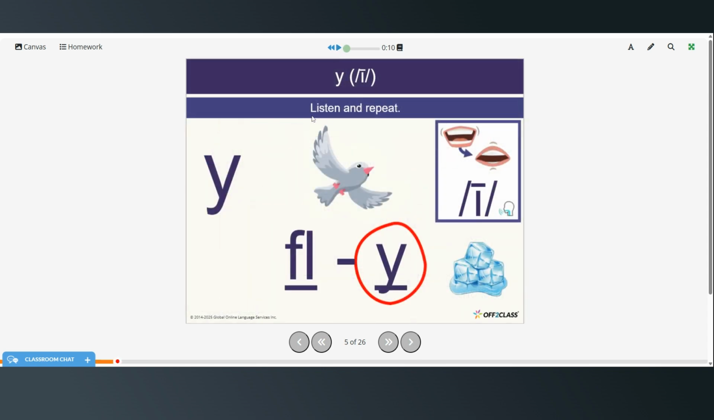All right, now we're going to practice the Y when it sounds like an I or is used as the vowel I. So listen and repeat. I, I, I, fly.